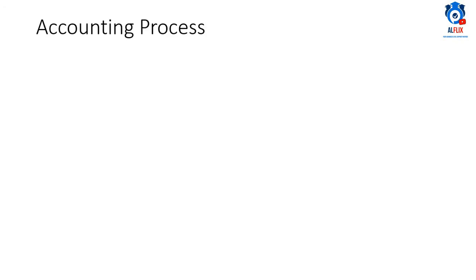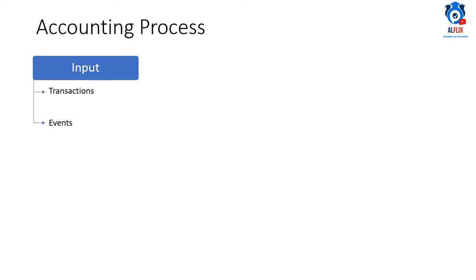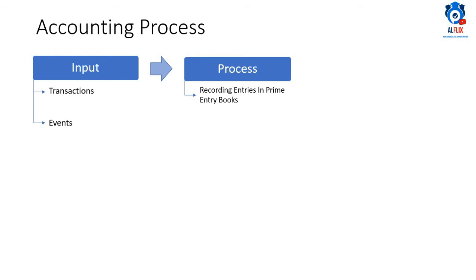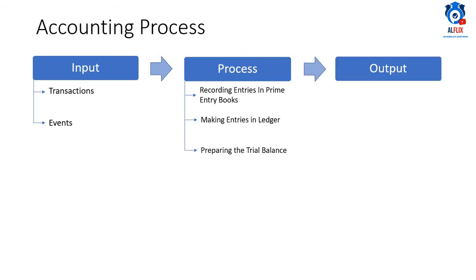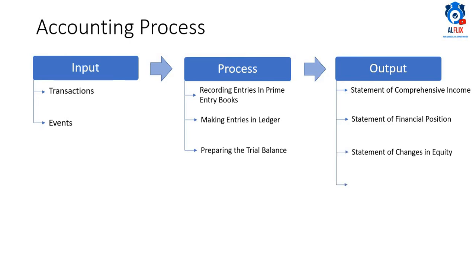First, accounting inputs. These are transactions and events. Then the accounting process would be recording entries in the books of prime entry, making entries in the ledger, and preparing the trial balance. The outputs of the process are the statement of comprehensive income, the statement of financial position, the statement of changes in equity, the statement of cash flows, and notes to accounts.